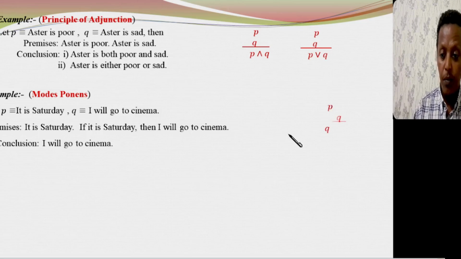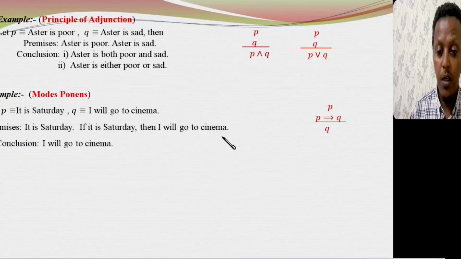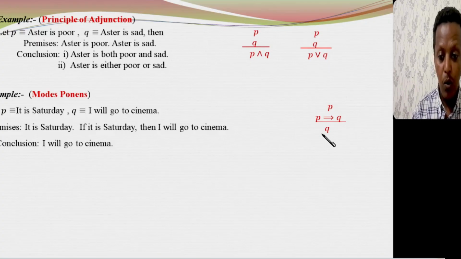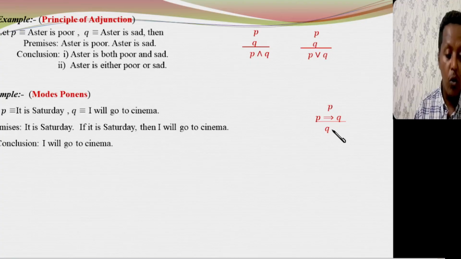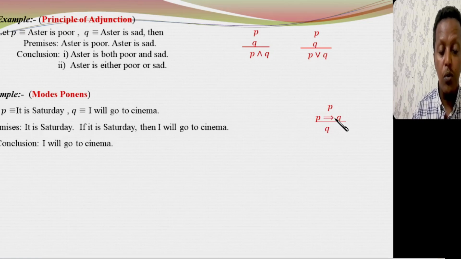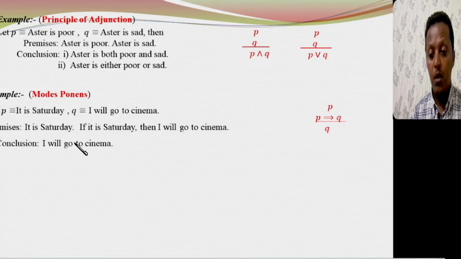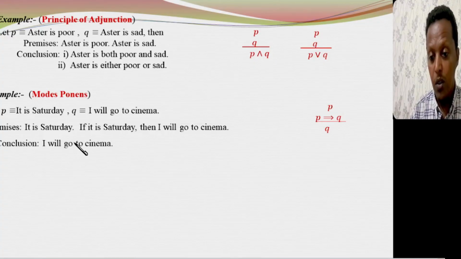Now symbolically, it is Saturday means that is P. If it is Saturday, then I will go to cinema, that is what? P implies Q. So we have two premises and the conclusion, I will go to cinema, that is Q. So if P is true, the first premise, for the second premise to be true, Q has to be what? True. Because Q cannot be false. If Q is false, the second premise will not be what? True. So the conclusion is true whenever the premises are what? True. So by looking at the form, you can decide such an argument is what? Valid argument by modus ponens.